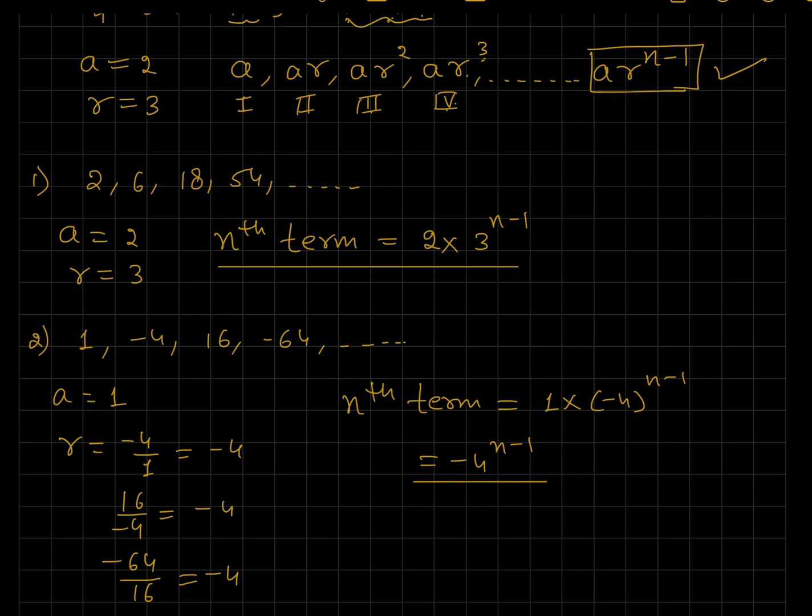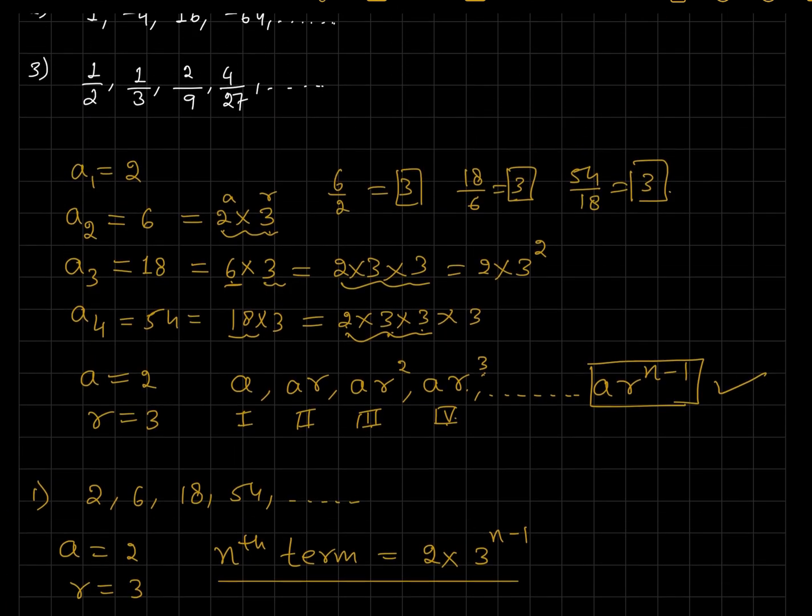If we have to find, say, the 10th term of this sequence, I can simply plug in n equal to 10 here. So negative 4 raised to 10 minus 1, that would be negative 4 raised to 9. This would be my 10th term of the second sequence. Got it?